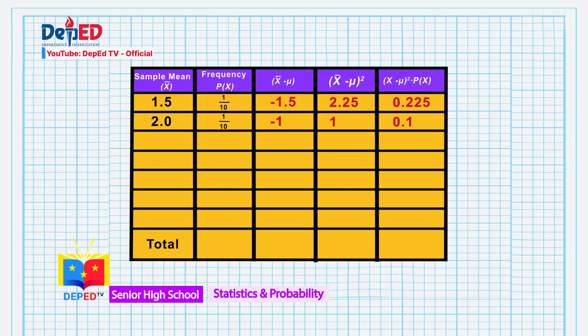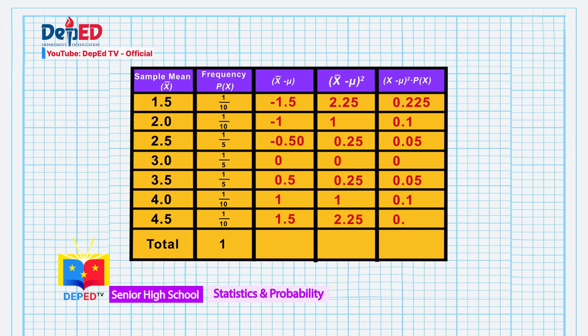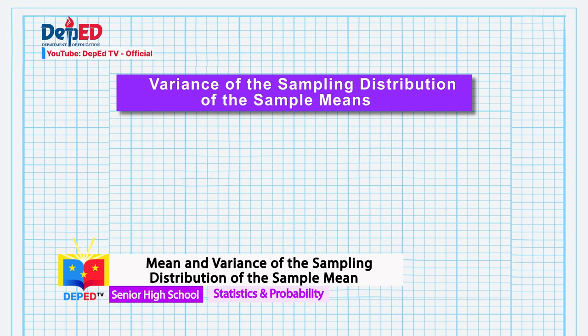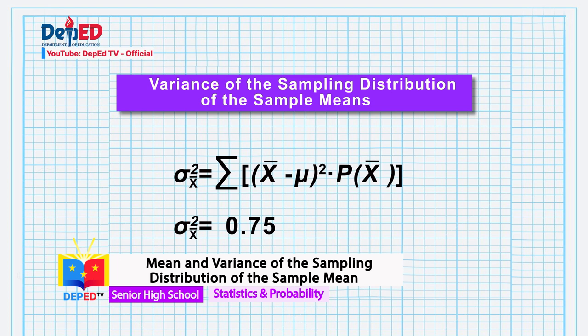This process will go on until the last row, which is the seventh row. We get the difference of the score, which is 4.5, and a mean of 3 is 1.5. Squaring it will have 2.25, and multiplying the result by the probability 1 over 10 would give 0.225. So applying the formula, we substitute the value acquired. So the variance of the sampling distribution is 0.75.